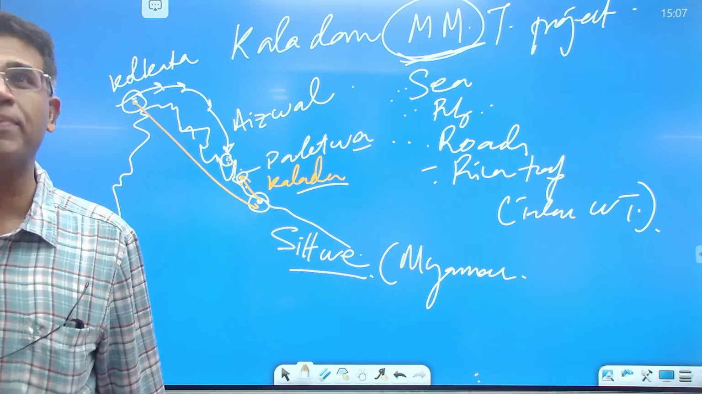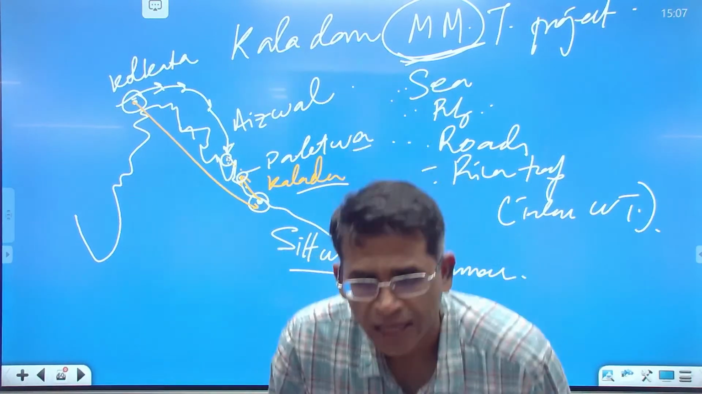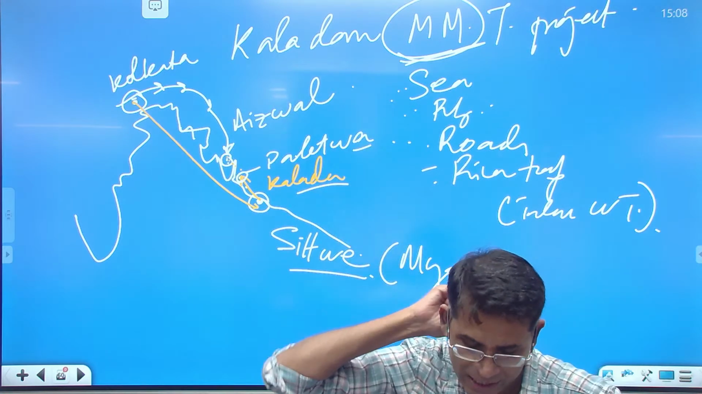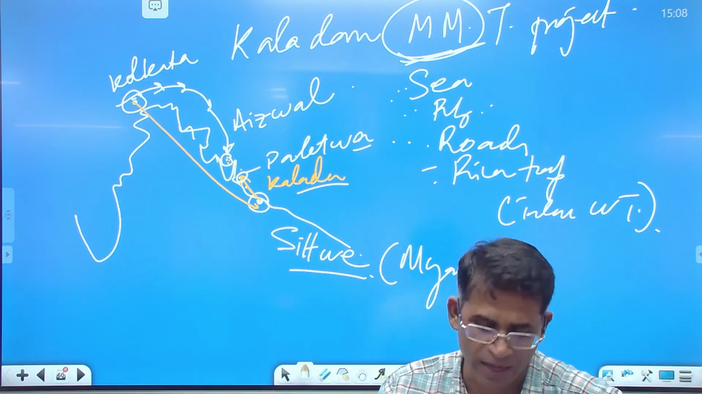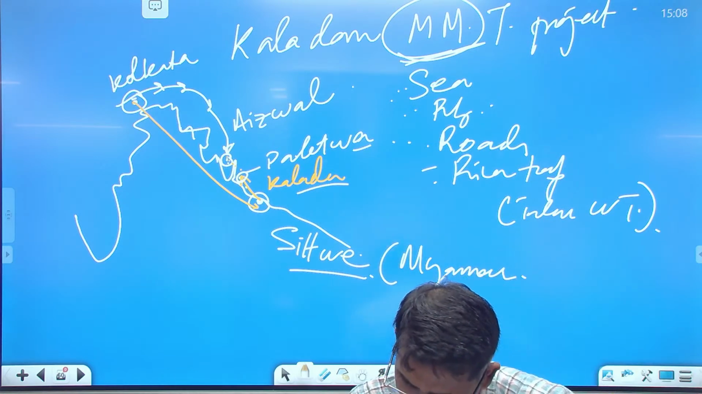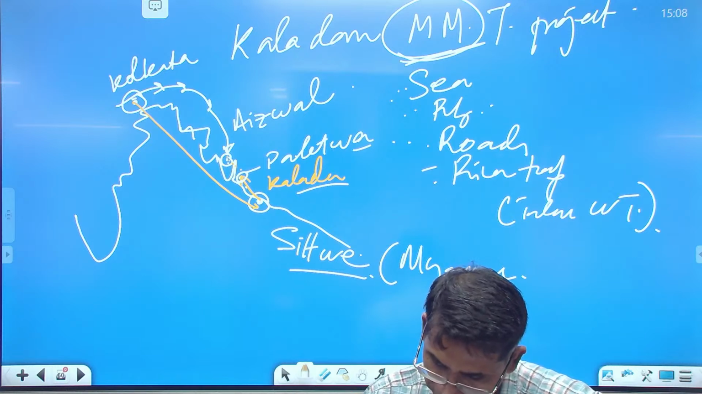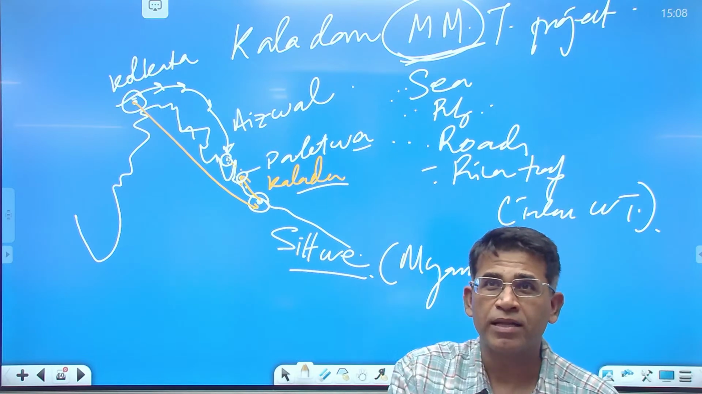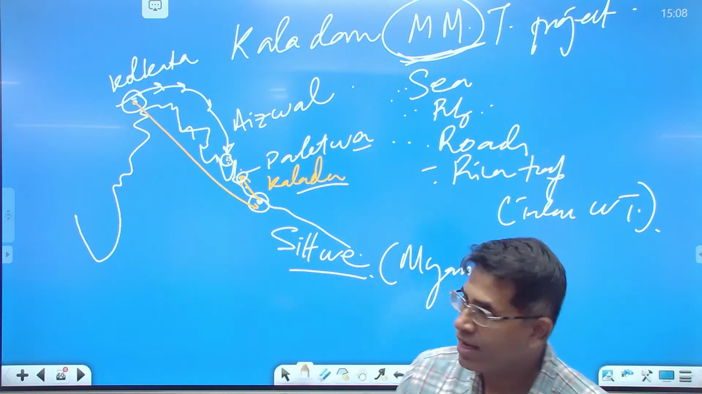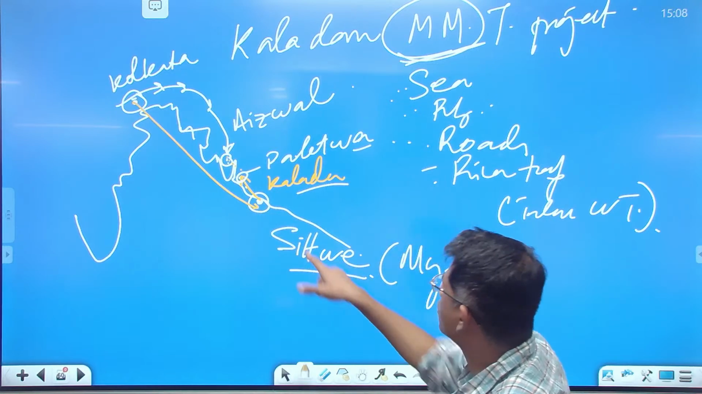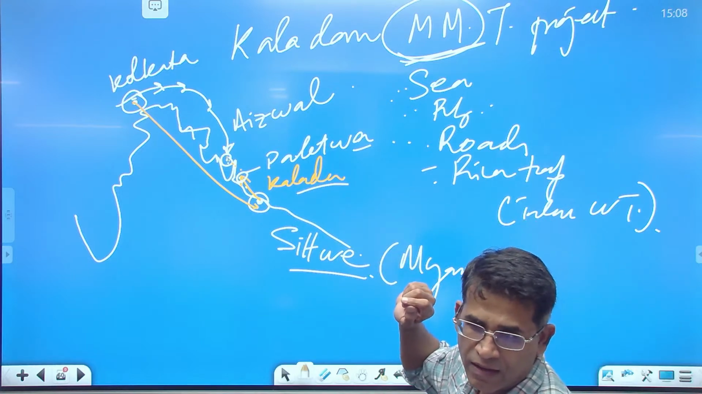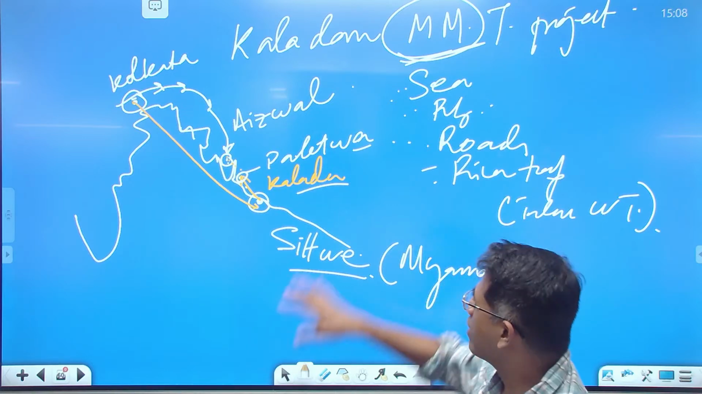ठीक है? This is one of the examples of transboundary transport corridors and networks. Transboundary, across the boundaries. This can open up the trade with Southeast Asia. अगर ये हम कर पाएंगे, I can use Kaladan, the Sitwe also as some kind of gateways for other parts of Southeast Asia. It becomes an opening for accessing Southeast Asia.